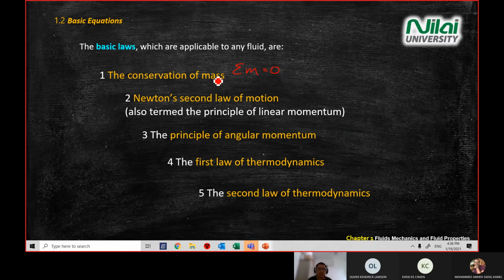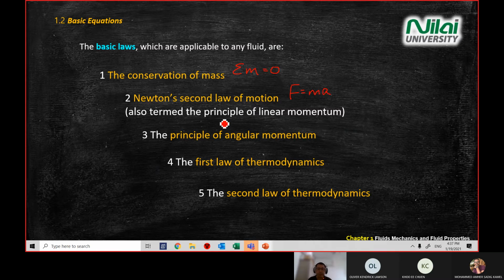The second one is the famous one, Newton's second law, which you'll need in your test and also exam. Newton's second law is about the law of motion. The keyword is motion. The formula is F equals ma.